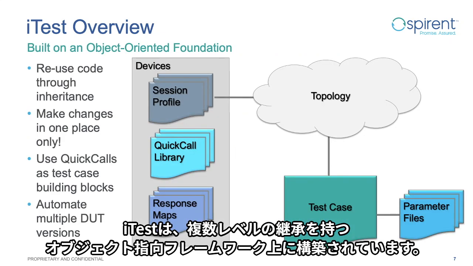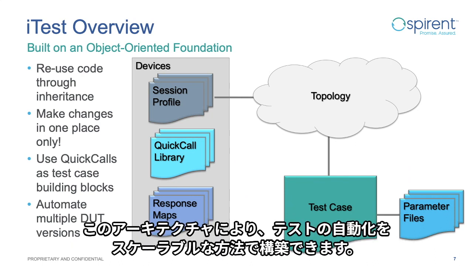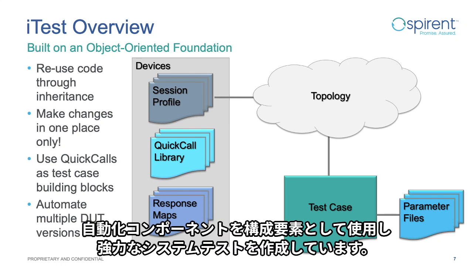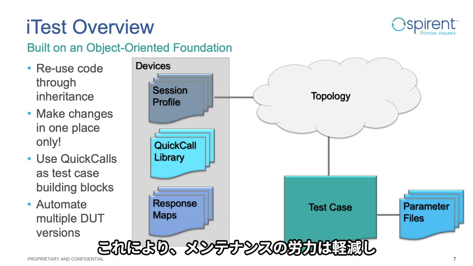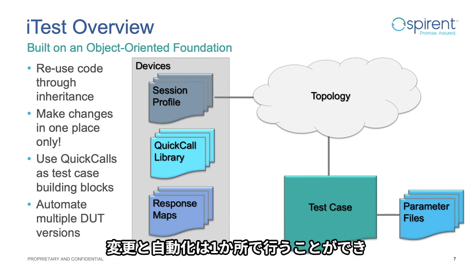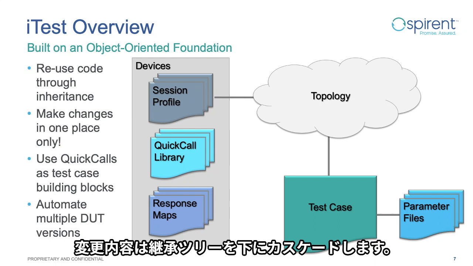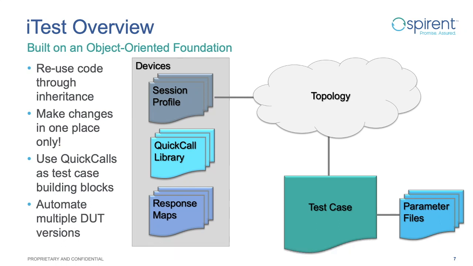iTest is built on an object-oriented framework with multiple levels of inheritance. This architecture allows test automation to be built in a scalable way, reusing automation components as building blocks to create powerful system tests. It also reduces maintenance effort, allowing changes in automation to be made in one place and for that change to cascade down the inheritance tree.